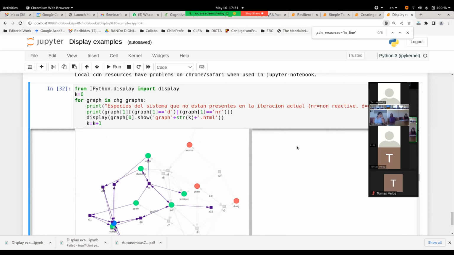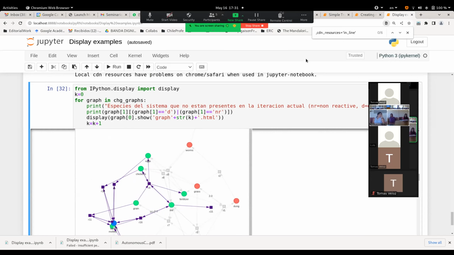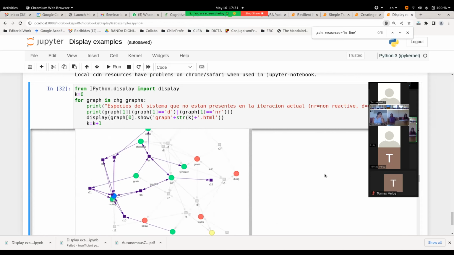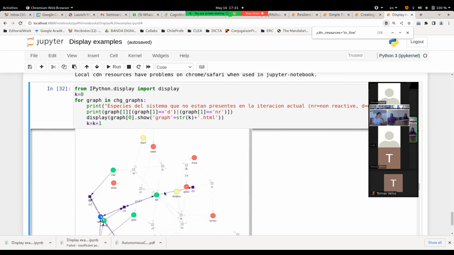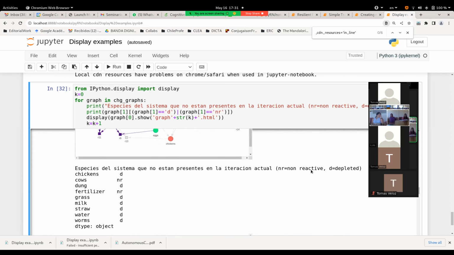maybe doing simulations as we have done also in this other article that I was planning to show, but there is not enough time. So I guess with this I can finish, because it's time to finish.